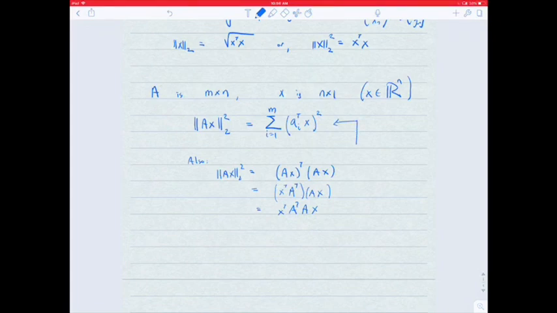So these two things are exactly the same, and they are scalars. Let's see why they are. It's clear that this top view is a scalar because it's just the sum of numbers. But let's do a sanity check and see what the dimension of this is. So x is n by 1, so x transpose is 1 by n. A is m by n, so A transpose is n by m. A is m by n, and x is n by 1. Therefore, this whole thing is 1 by 1, which means that it's a scalar, or just a number.